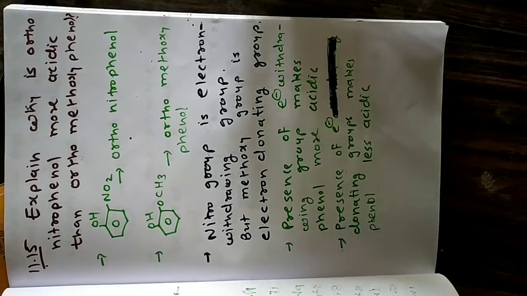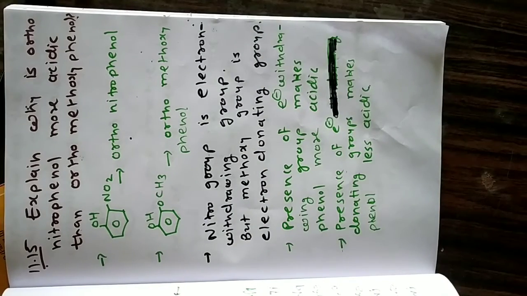So today we are going to continue the exercise. The question number 11.15. The question is like this. Explain why orthonitrophenol is more acidic than orthomethoxyphenol.